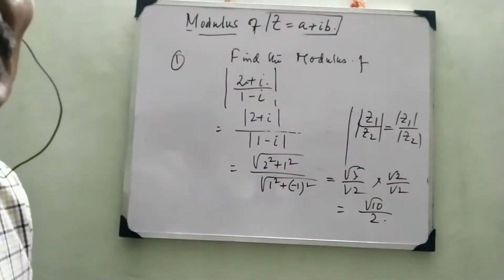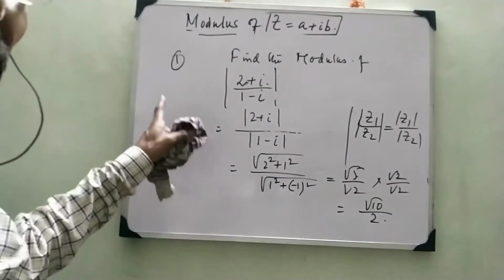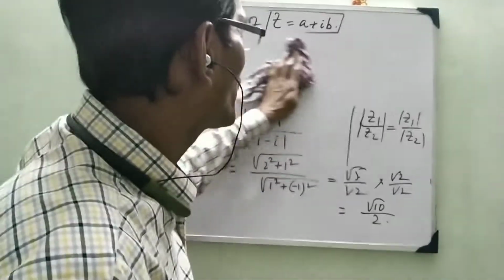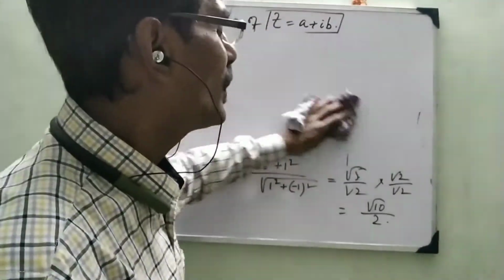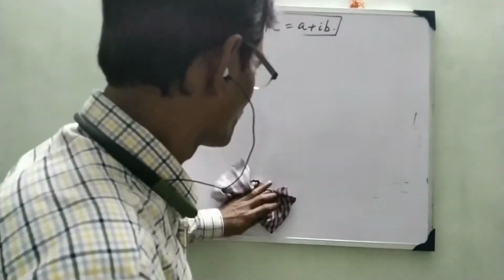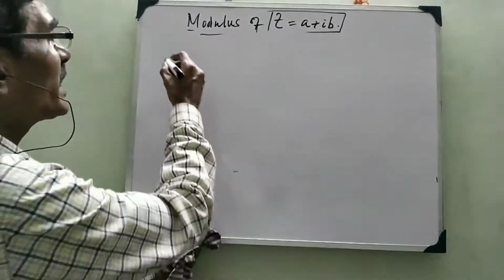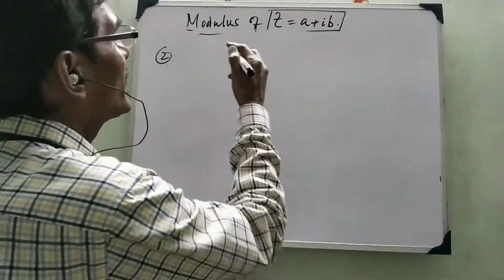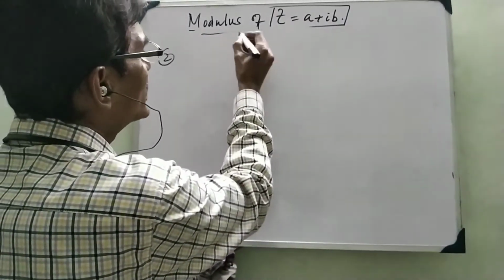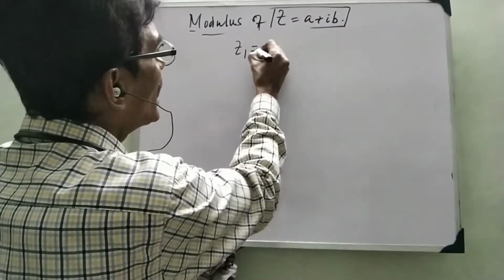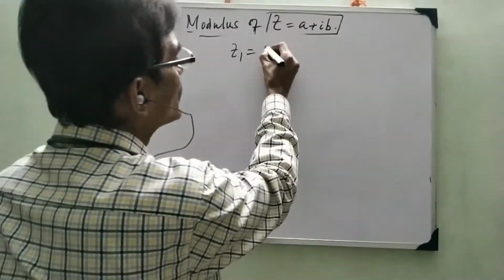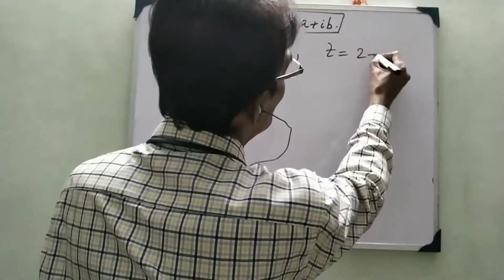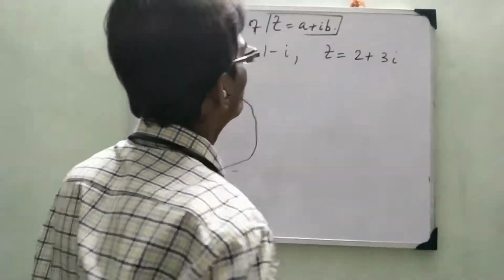You see, we are getting the same answer. This method is the shortest method. I think it is clear. Now I think the modulus property is clear to you. One more example. Our second example, find the modulus of, say a question, and I am taking the question like this. Say it is given z1 equal to 1 minus i, z2 equal to 2 plus 3i.